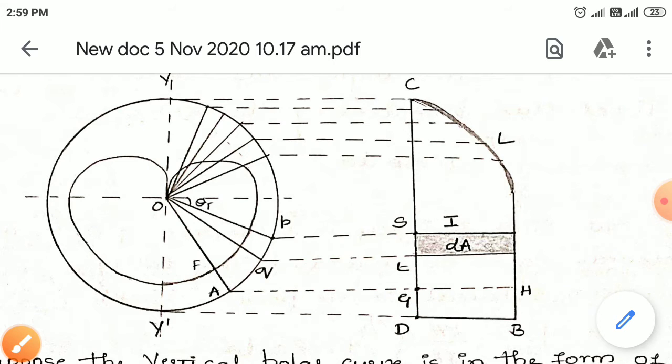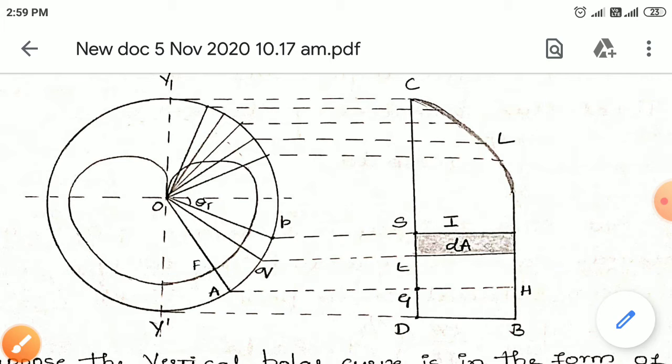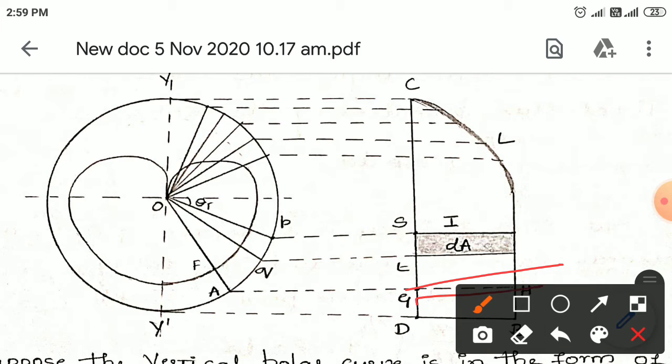At this particular point G, you just erect an ordinate. This means extend it, that is called GH, and that is equal to OF. So GH, you just erect it to some value. How much should you erect? The radius should be OF.